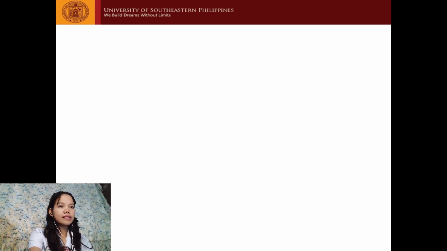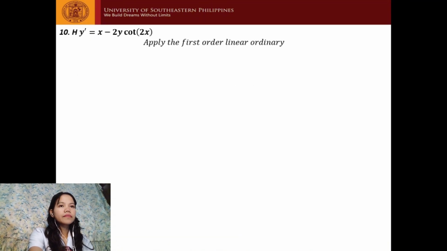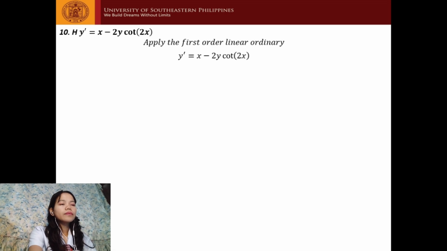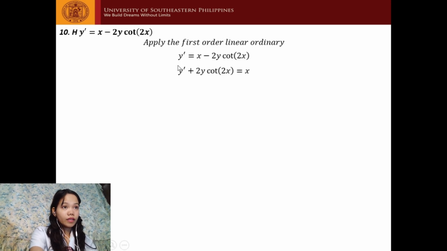Next is this. For item 10h, we will have y prime equals x minus 2y times the cotangent of 2x. So for this one, we also have to apply the first order linear ordinary differential equation. So what we have is y prime plus 2y multiplied to the cotangent of 2x equals x.